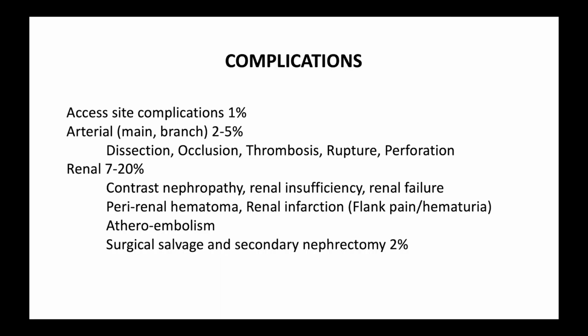It's a relatively safe procedure. You've got the access site complications as always. Arterial main branch complications have a 2 to 5% chance of dissection, occlusion, thrombosis, rupture, and perforation. Then there's a possibility of contrast nephropathy, renal insufficiency, renal failure, and perirenal hematomas.